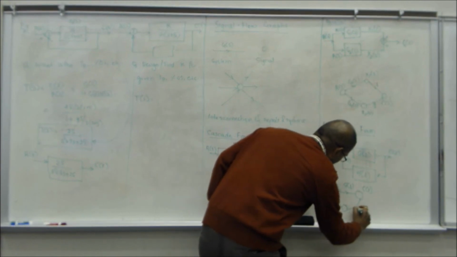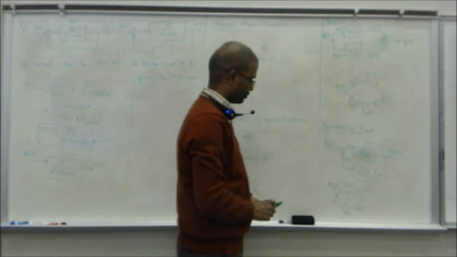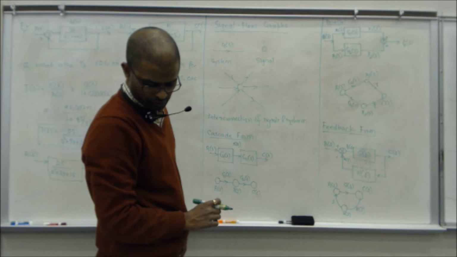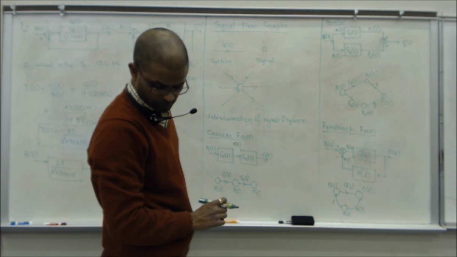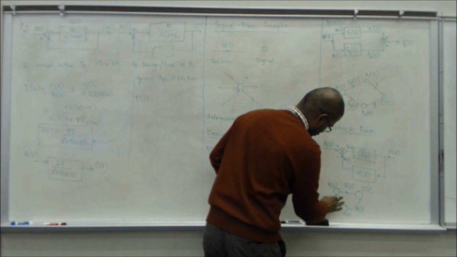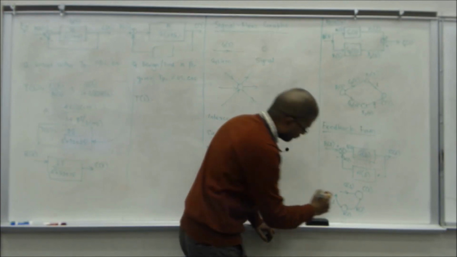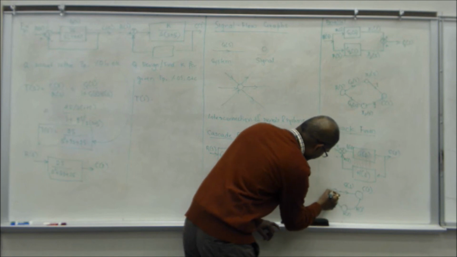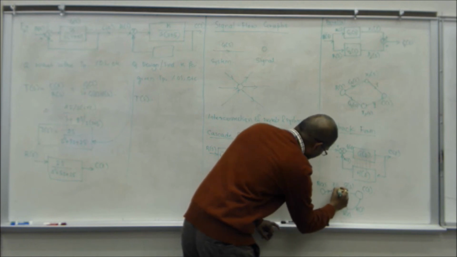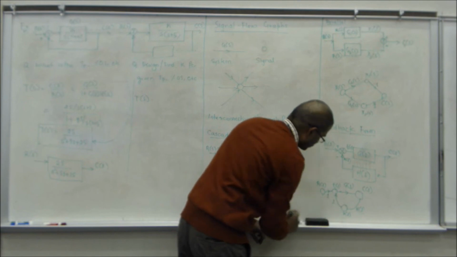And this is 1, this is H of S, this is X of S. Actually, we'll have to put E of S. So this is R of S, this is E of S. And this is just 1. Okay.